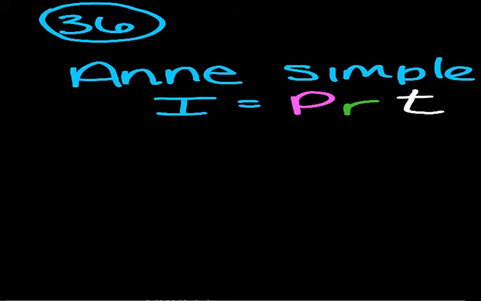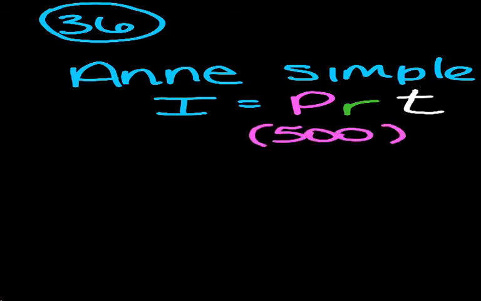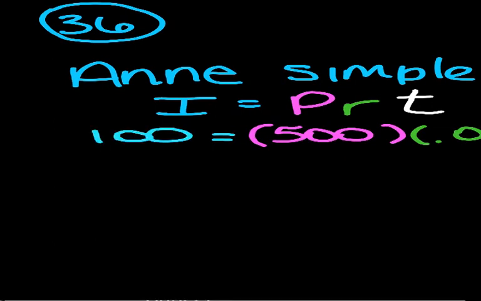The principal is 500 because that's how much she deposited. The rate is 5%, and you want to change that to a decimal. And your time is how long it's been in the account, which in this case is 4 years. Okay, just put that in the calculator, and that's going to tell you how much interest it grew. Okay, so the interest is $400.